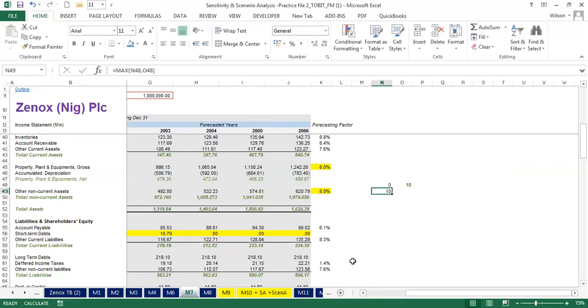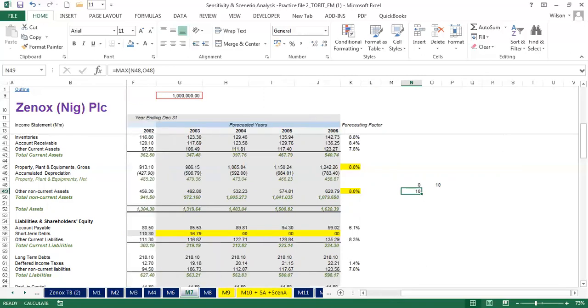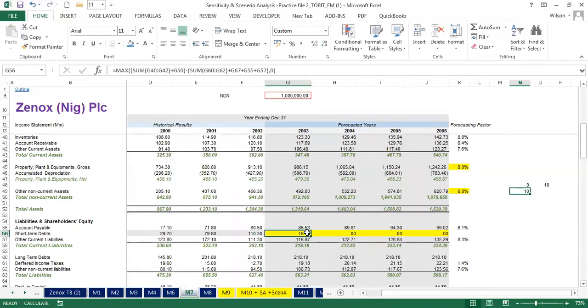We want to apply the same formula here, but this time around it is a bit complicated, so I'll advise that you listen. What we want to do here is very simple. Let us take a look at our short-term debts, and assume that we don't have cash and cash equivalents. Let's assume we are excluding cash and cash equivalents.